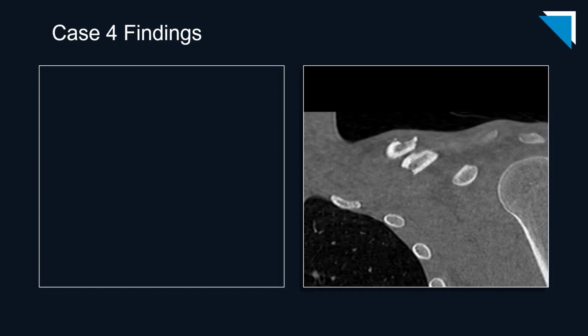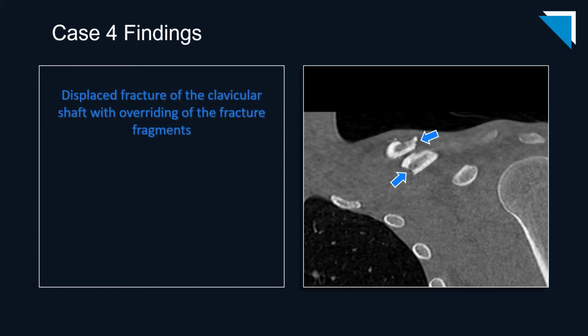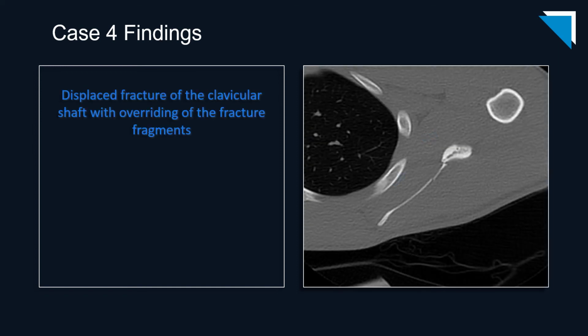This is a coronal image from the axial series, which demonstrates a displaced fracture of the clavicular shaft with overriding of the fracture fragments. More inferiorly on this axial image, we can see a displaced fracture of the scapular body. If you don't take the time to carefully review all of the osseous structures, this is a very easy fracture to miss. There is frequently artifact in this region from patient motion, and certainly you already have a fracture more superiorly in the clavicle, so satisfaction of search is at play.